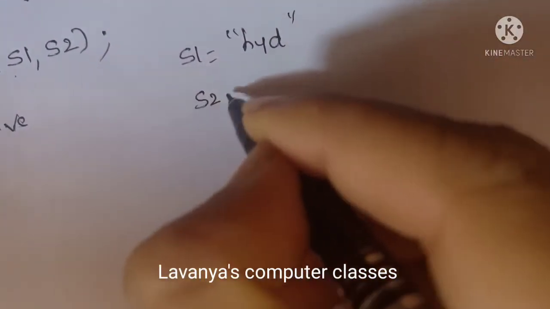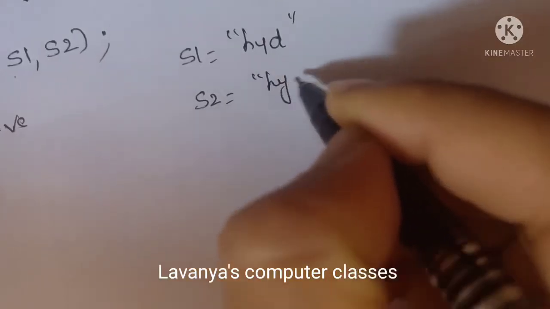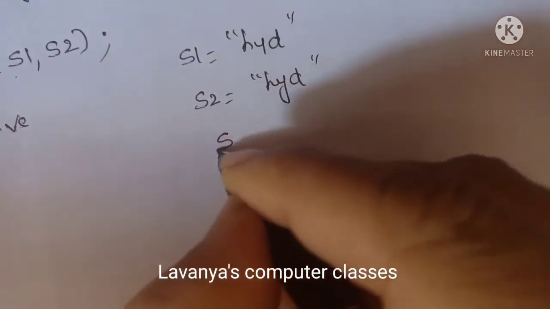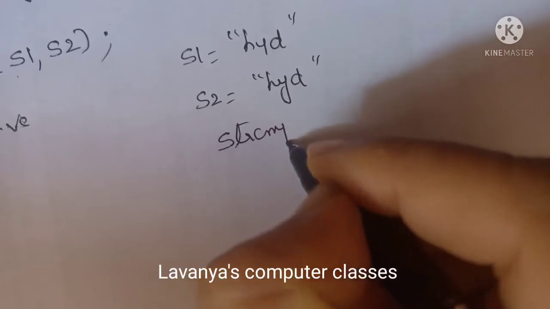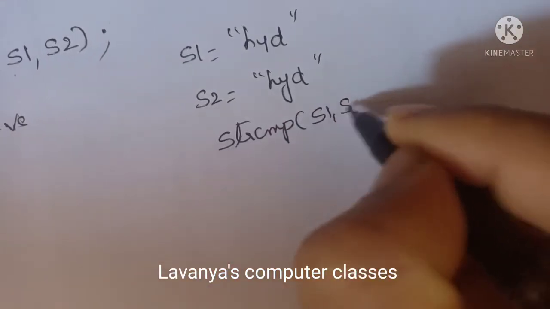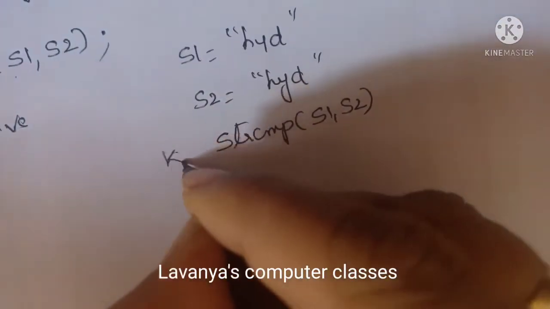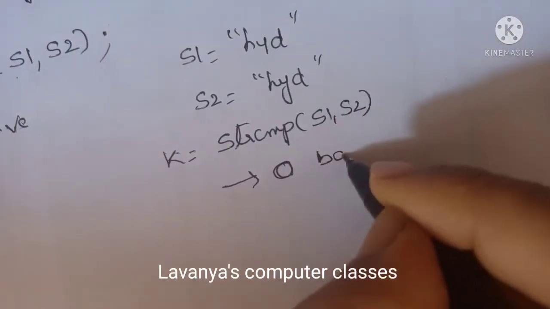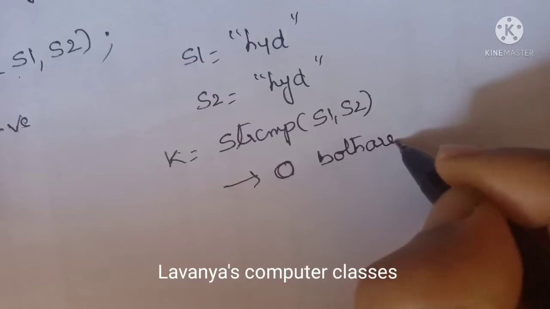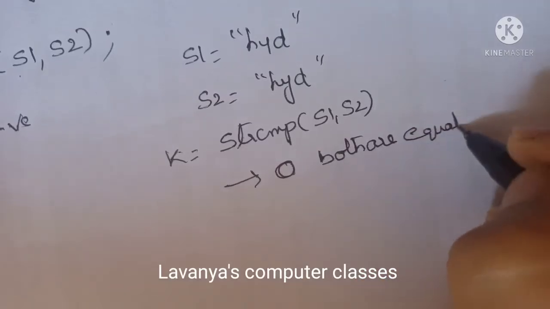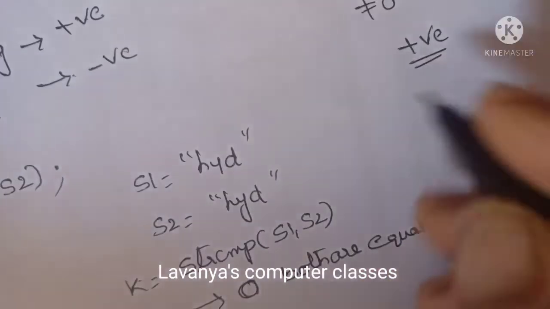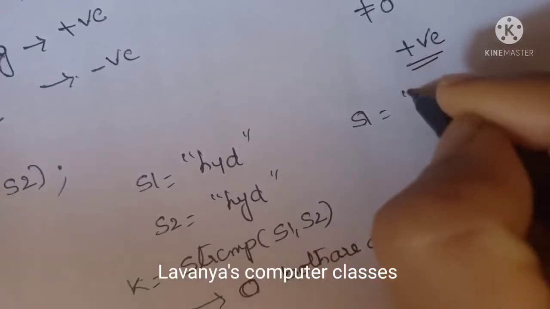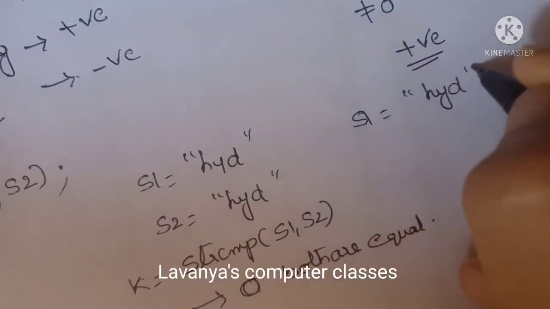One more example. S1 is HYD, S2 is HYD. Now comparing these two strings, strcmp S1 comma S2, I assign to the variable k. So what is the result of this case? 0, because both the strings are equal. So whenever both the strings are equal, then result is 0.